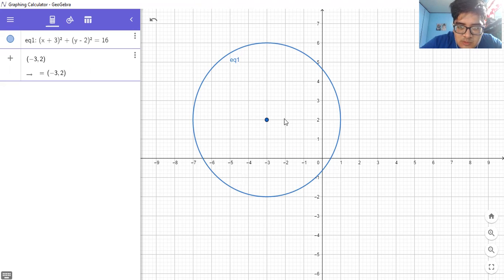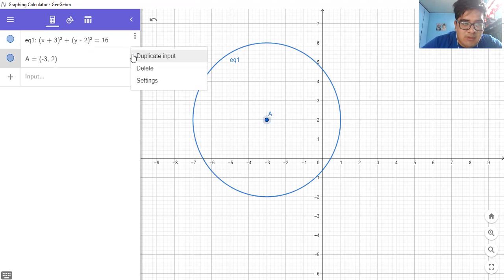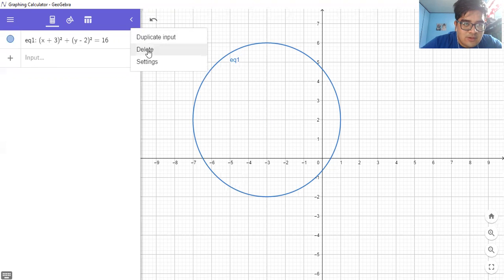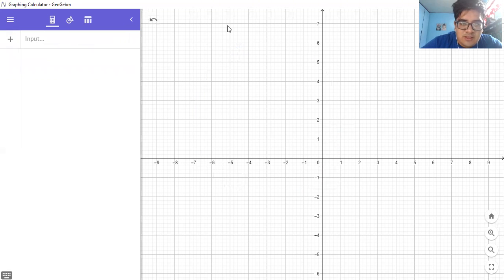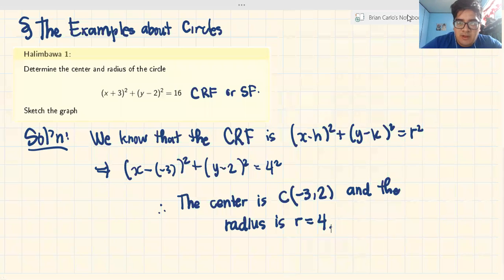Paano mabakompute ang radius? 1, 2, 3, 4. And that is indeed the radius. Tama? And that's the circle na diniscuss natin in halimbawa 1. Delete natin for the sake of the other examples. And let's go back to the paper. Ngayon, nagawa na natin yung halimbawa 1.